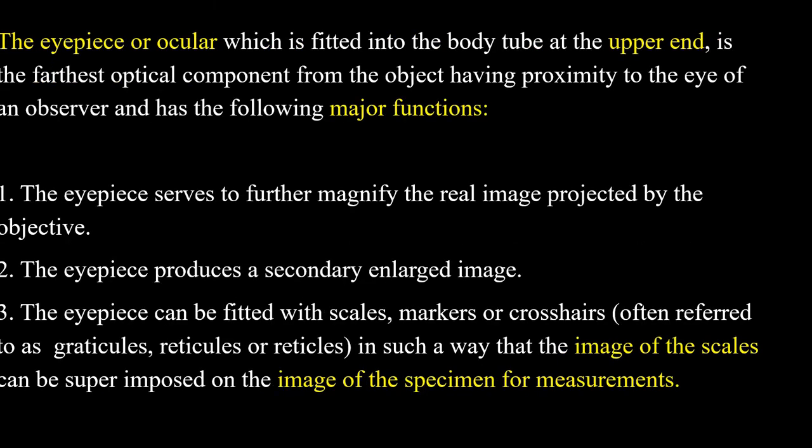The eyepiece or ocular, which is fitted with the body tube at the upper end, is the farthest optical component from the object, having proximity to the eye of the observer. The eyepiece has the following major functions. First, the eyepiece serves to further magnify the real image projected by the objective. The second function of the eyepiece is that it produces a secondary enlarged image.